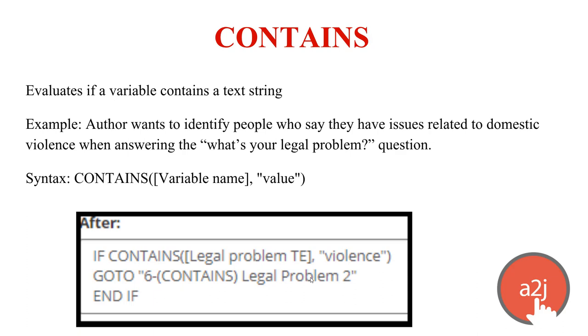So if the variable legal problem TE contains the word violence, I want to take them to a follow-up question that's going to ask them more about what their potential domestic violence issue might be. So this is a way to search within a variable for a specific text string. And the syntax is a little bit different than the other functions, but it follows similar principles with the parentheses, the variable name with brackets, and the function in all caps.